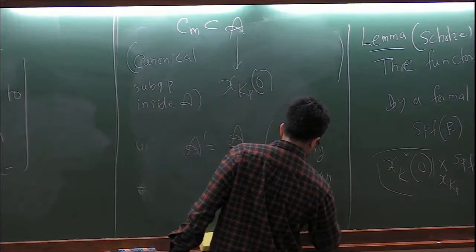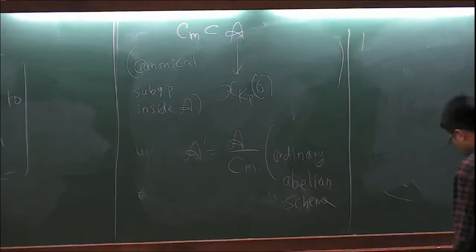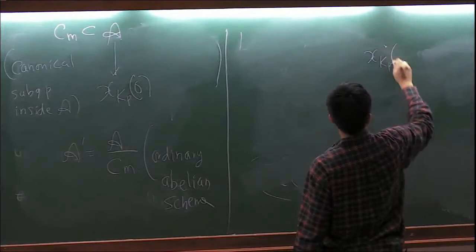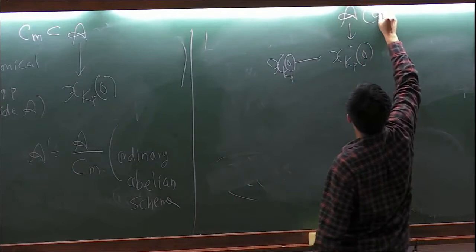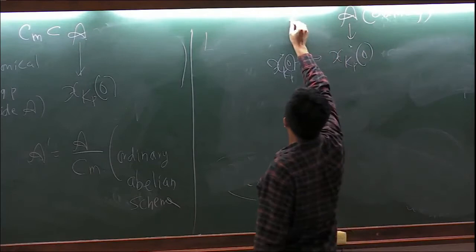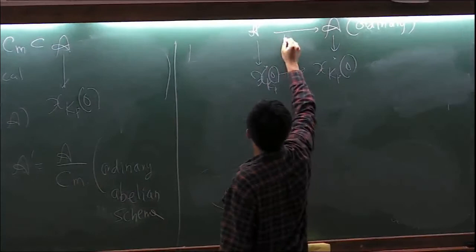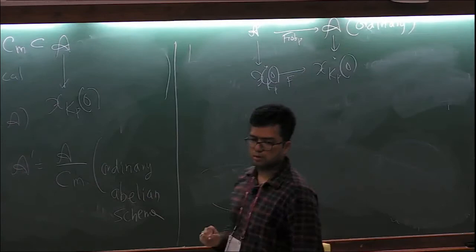Okay, so now what we have: I'll take this space X_k star 0, and the same space X_k star 0. Now we have this abelian scheme A, which is an ordinary scheme. Then you can look at this A prime, which is this scheme. And you have this Frobenius, which is going to induce F here. So this is the map F here.